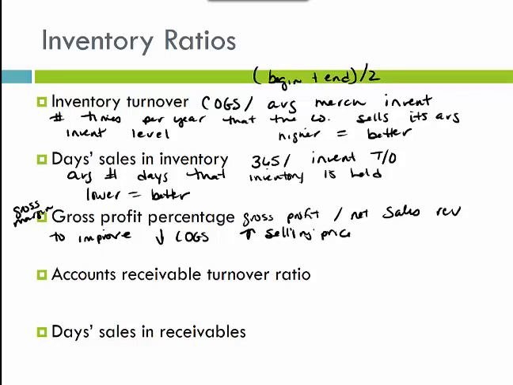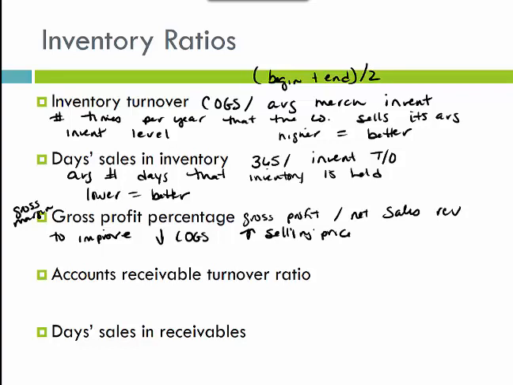So if you're in a very competitive industry, you might not be able to increase your selling price. And so the only way for you to increase your gross profit percentage is to lower your cost of goods sold, which can often be done by managing your inventory more efficiently. So that's why this is in here. So if you can reduce that days sales in inventory, you might be able to decrease your cost of goods sold.